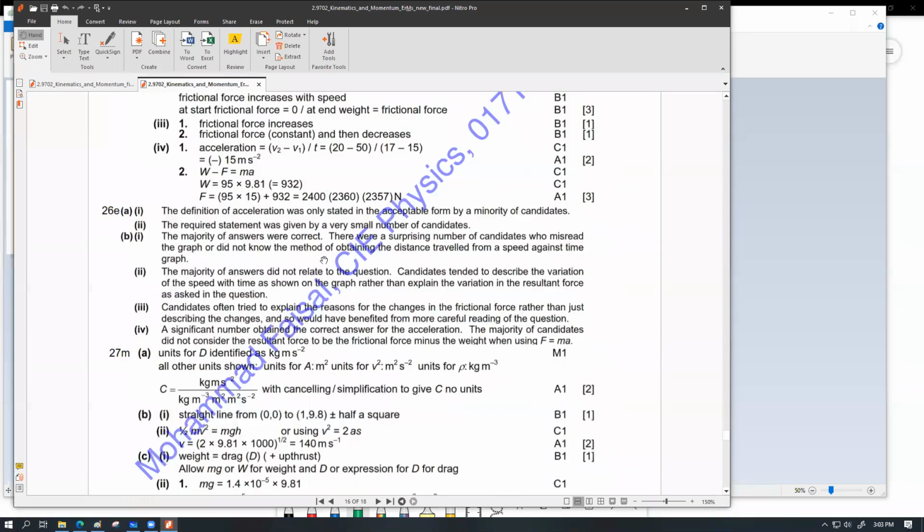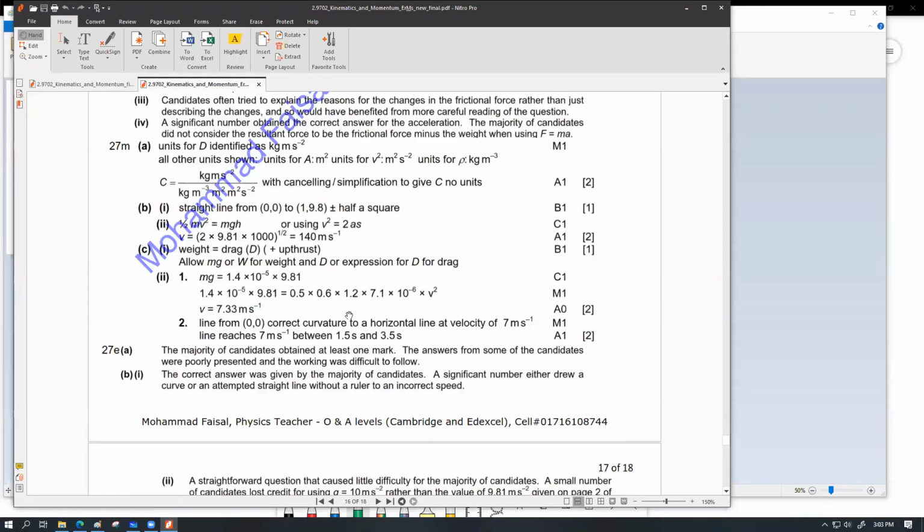27. Line from 0 to curvature to the horizontal line of velocity 7 meters per second. Line which is 7 meters per second between number 5 and 7.5.